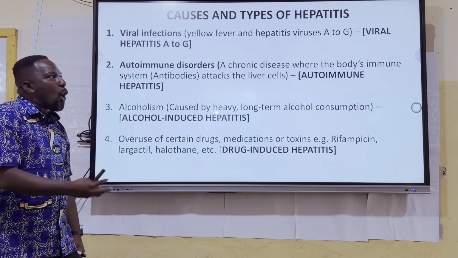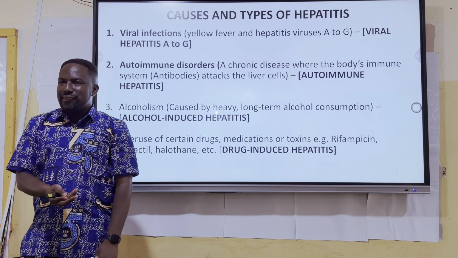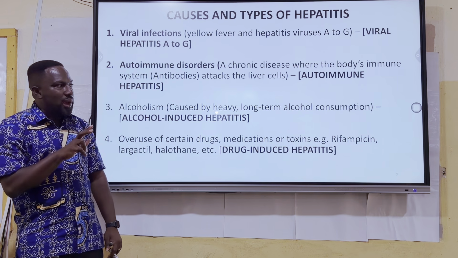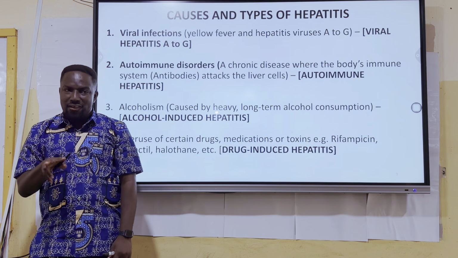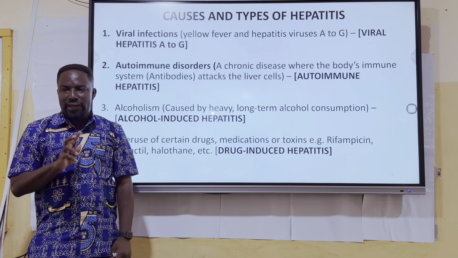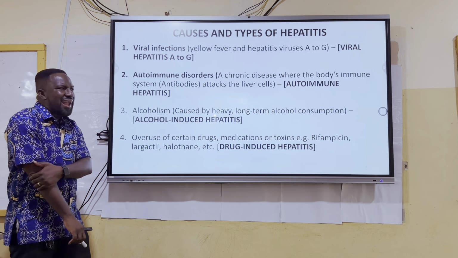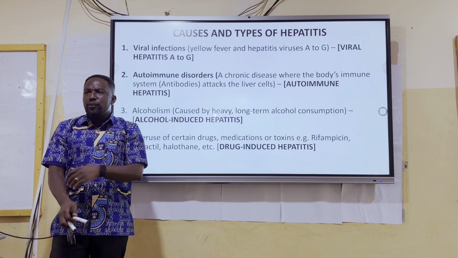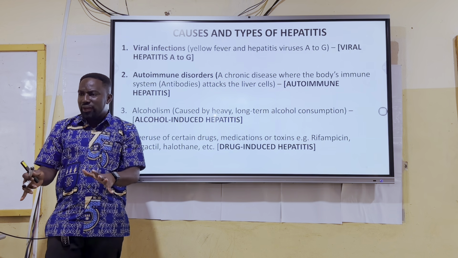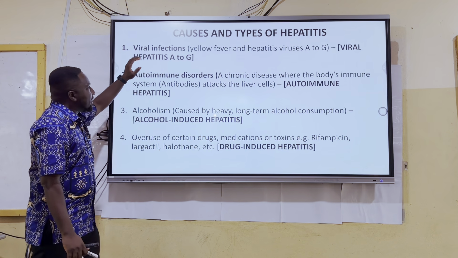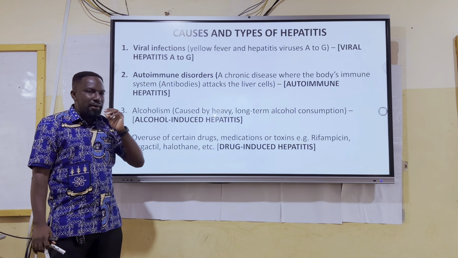Now, what are the causes of hepatitis? We said that hepatitis comes from two words. Hepa, that means liver, and itis, that means what? Inflammation. Now, there are several causes of hepatitis. Anything at all that has the ability to enter into the liver and cause an injury to the liver can lead to hepatitis. But the commonest cause is viral infections.